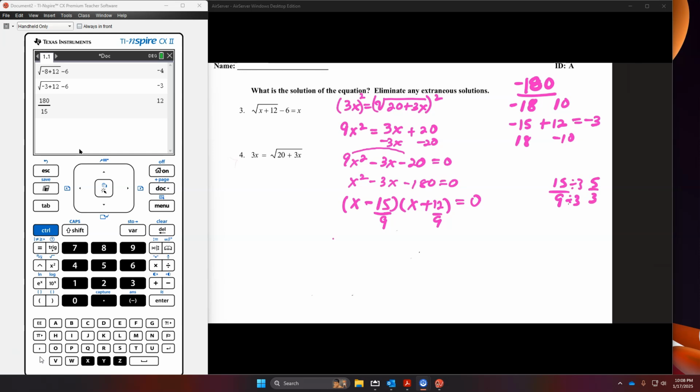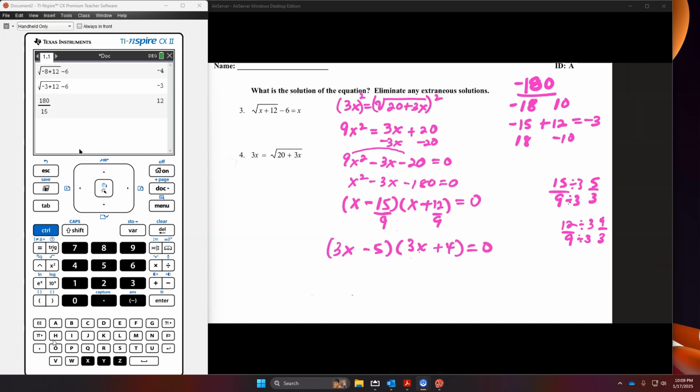So this will be 3x minus 5. And then the other one is 12 divided by 9. So you divide by 3 and you get 4 over 3. So this will be 4x plus 3 equals 0. Okay, I did make a mistake. This should have been, the 3 goes up, so it's 3x plus 4 equals 0.